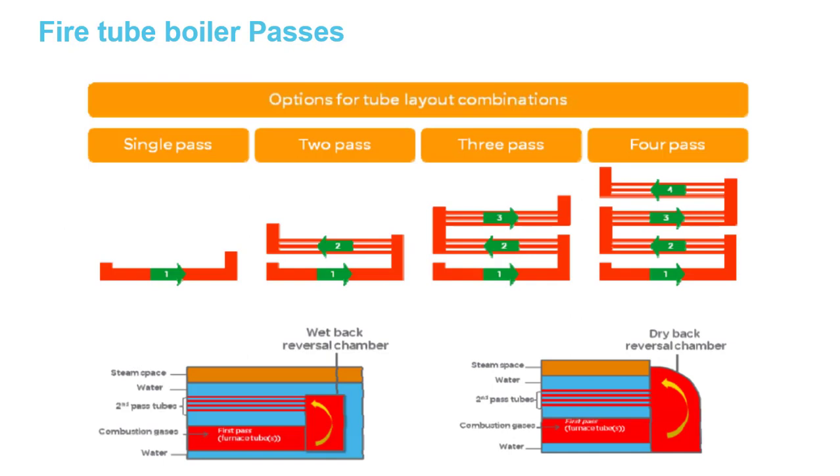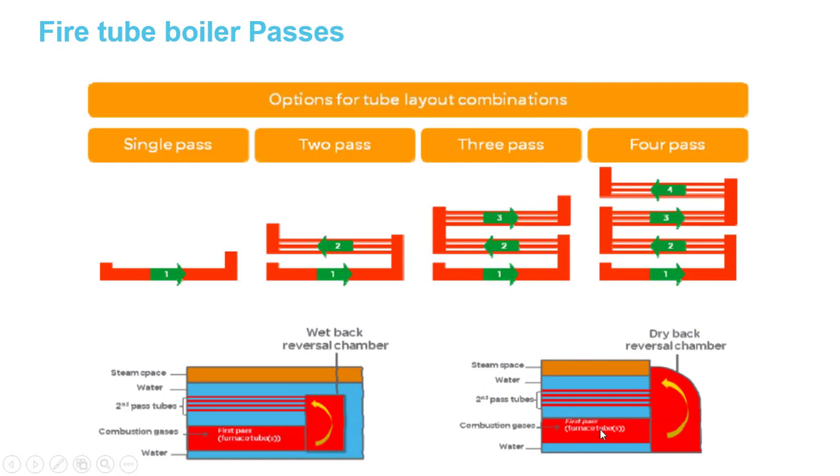Fire tube boiler passes, further. Each pass is separated in this diagram. You can see the first pass, second pass, third pass and fourth pass. Understanding wet back and dry back is very important. Wet back means that between the first pass and second pass, at the back side, you can see this area, the water is there. This blue color is water. If water is there, then it is a wet back boiler.